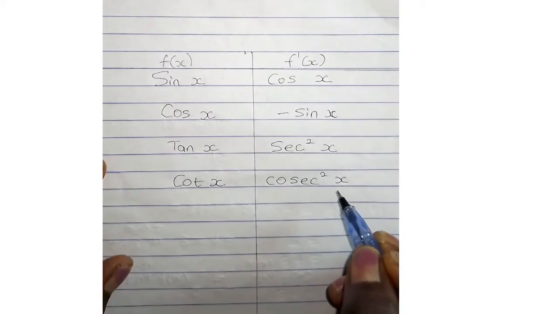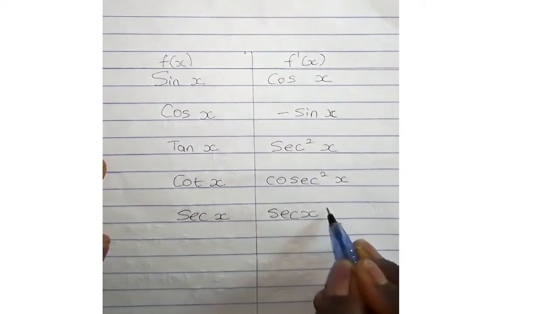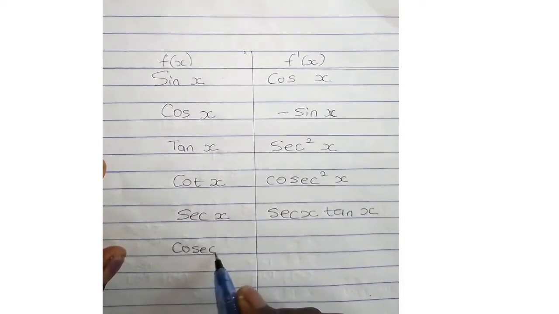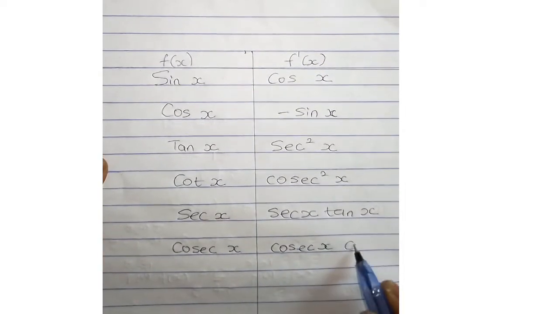When you differentiate sec x, we're going to have sec x tan x. Lastly, when you differentiate cosec x, we're going to have minus cosec x cot x. Also, when we differentiate log x, we're going to have 1 over x. When we differentiate exponential x, we're going to have exponential x.